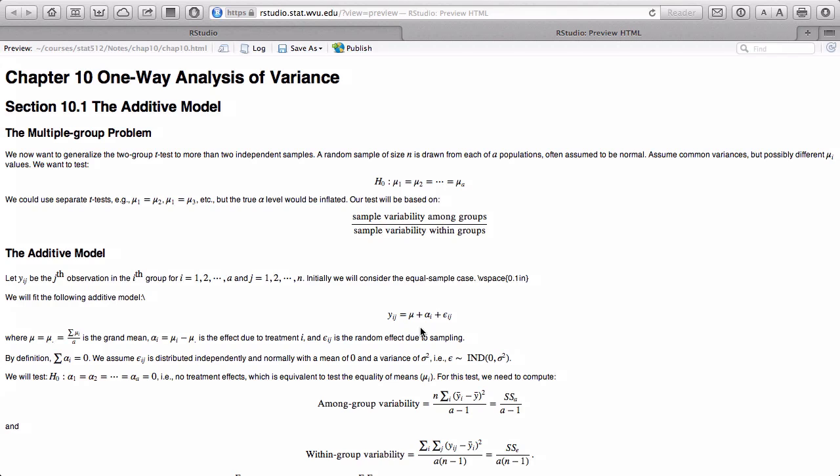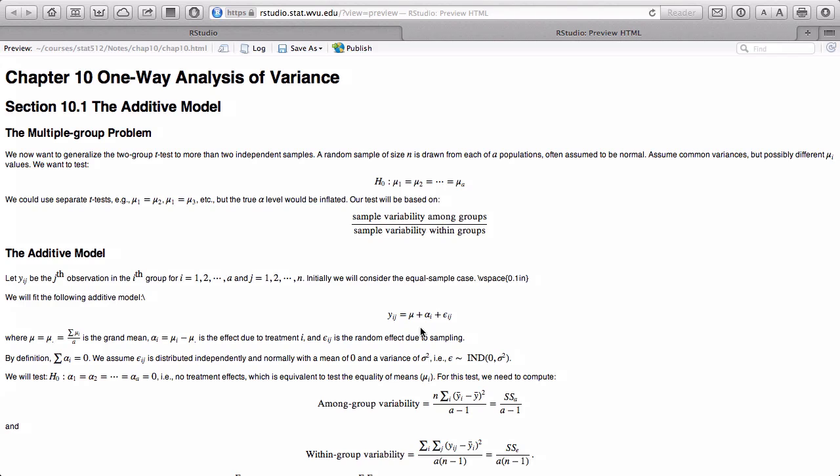So at any rate, this is our model, mu plus alpha sub i plus epsilon ij, but we have a couple of conditions. The sum of the alpha sub i is equal to 0 in this model. So alpha sub i tells you the deviation of the ith group from this grand mean. And then we also have that the epsilons are independently, identically distributed normal, with mean 0 and variance sigma squared. So that's our model.